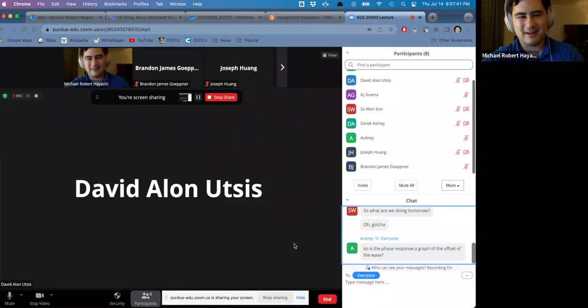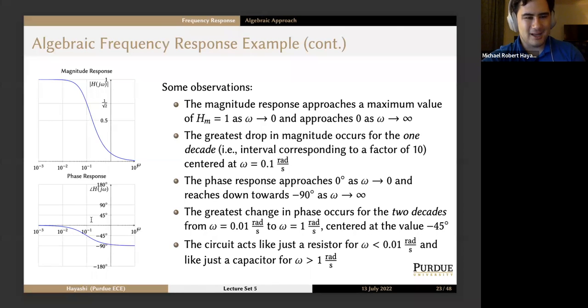The phase response is a graph of the offset of the wave. Precisely. So if I were to apply a reference cosine, by definition, phase offset is 0 degrees. What happens if we apply a cosine with 10 to the minus 2 radians per second? A very slow cosine wave. Well, it says we would basically get negative 6 or so degrees phase shift. What happens if we apply one at 1 radian per second? We would get one with a phase shift of negative 84 degrees.